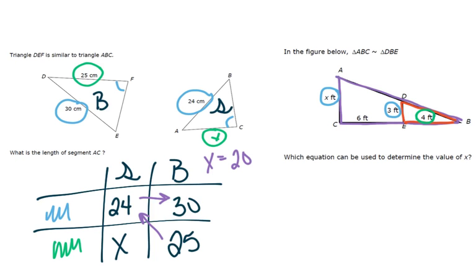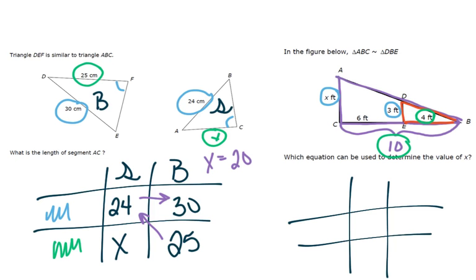But if you look at where that purple line is, that purple line goes from here all the way to here. So I'd have to add the 6 and the 4, and that would give me a 10. So 10 is my other green side. So again, this would be my little, and then the whole thing would be my big.